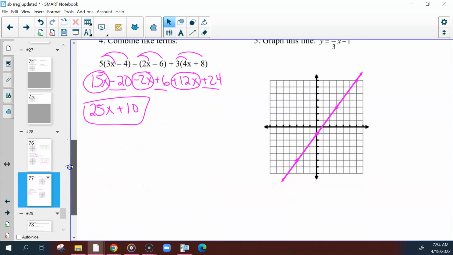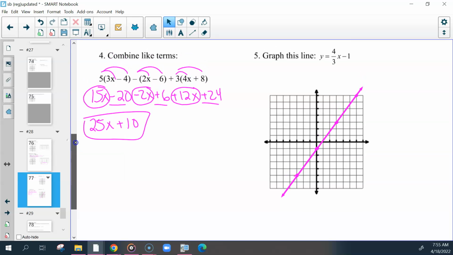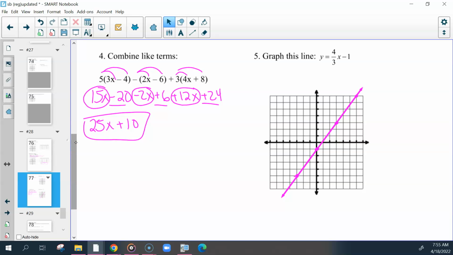For number 4 on the back, you need to distribute everything, and then combine all your x's together, all your constants together. Your final answer would be 25x plus 10. And for number 5, you have to graph this line starting at -1, and you have a slope of 4/3. So go up 4, right 3, as many times as possible, and down 4, left 3, as many times as possible, and then see the terms.